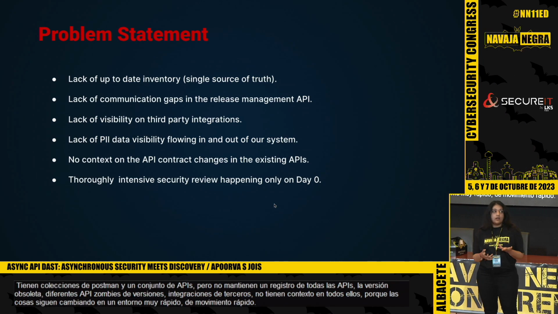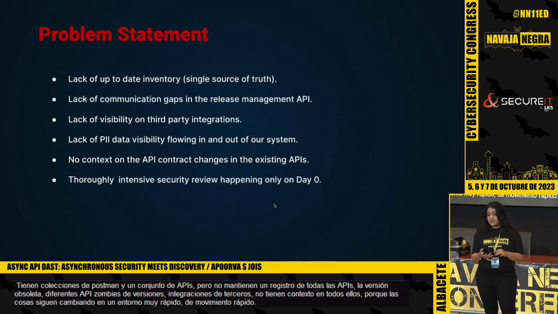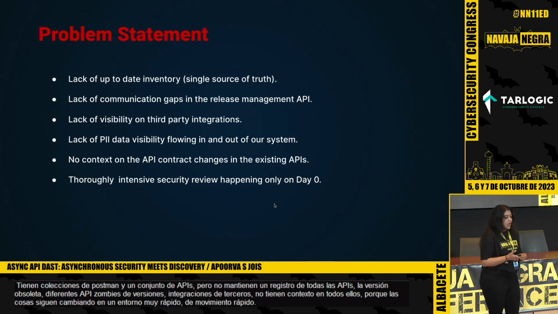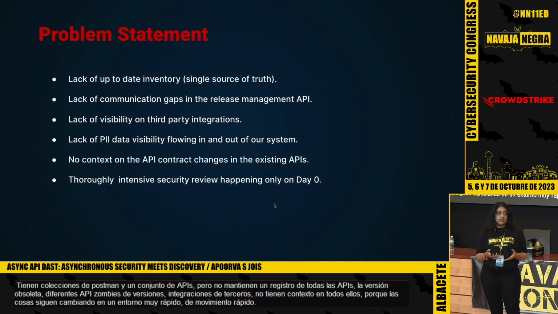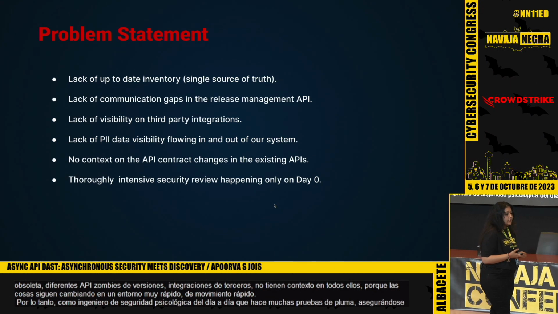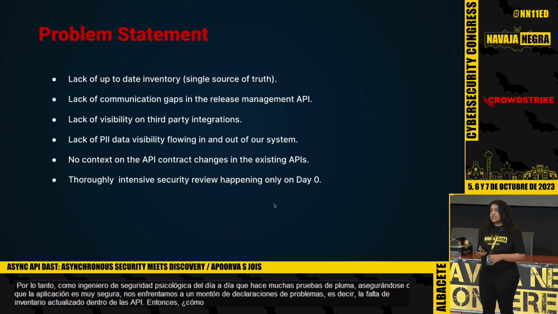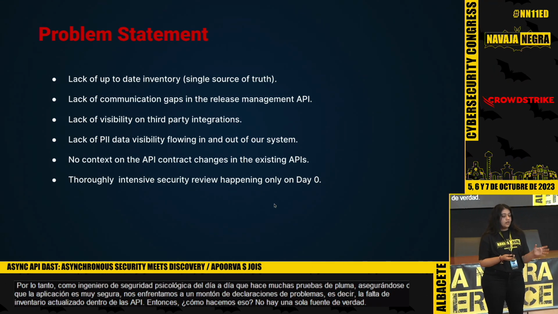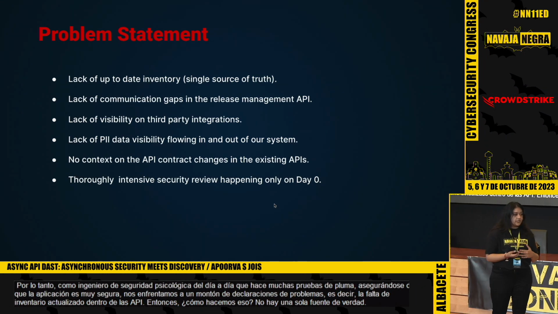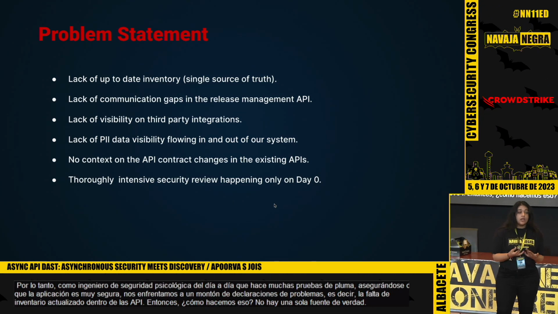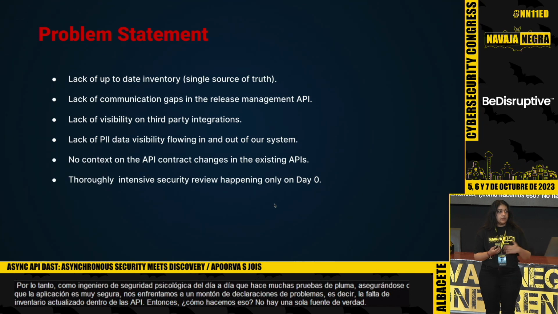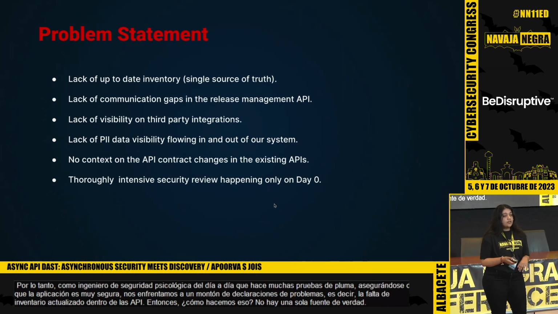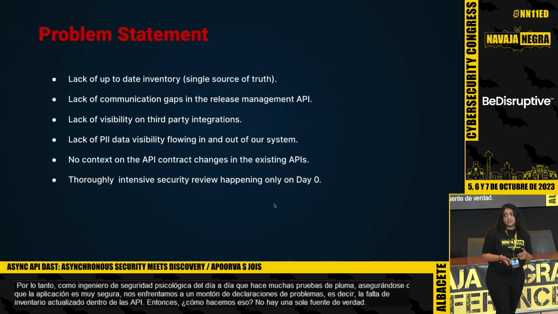That is a lack of up-to-date inventory of the APIs. So how do we do that? There is no single source of truth. How many APIs are there and how up to date are they? Also, if you're working on a part of an app, you know there are a lot of release cycles and release management, and things are shipped very fast. But there is a communication gap between the developers and the security engineers, and we are not able to secure all the APIs that go into the production environment, which goes public. So there were some gaps, and also a lack of visibility into third-party APIs.